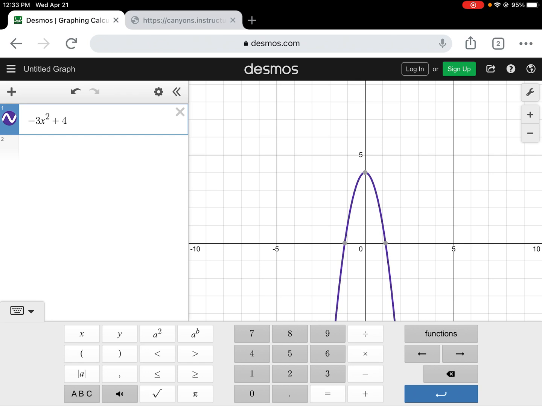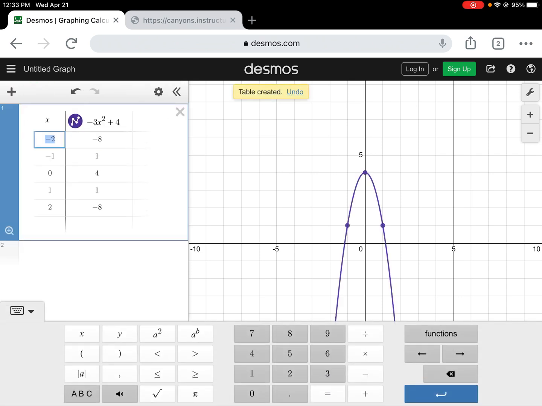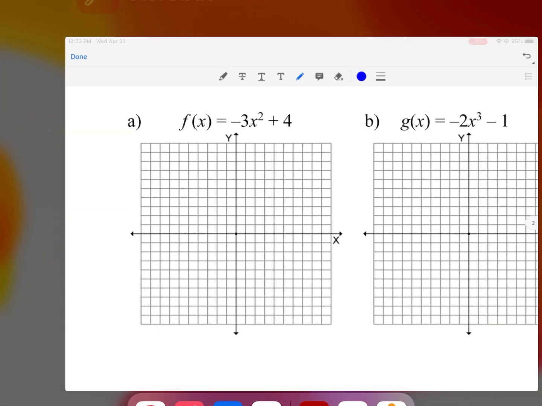And then on your TI, you would go to second and then graph, and that would take you to your table. And it would show you a couple of these points. So anything that fits on your graph. So negative 2, negative 8, and 3 is the minimum, but you can always do more than that, which is what I'm going to do.